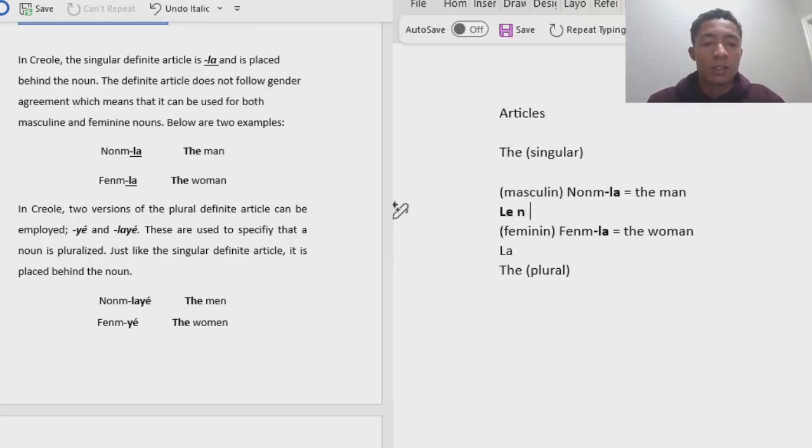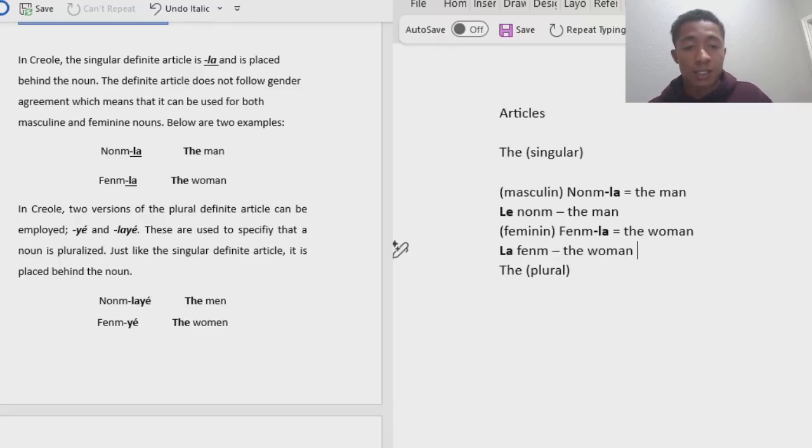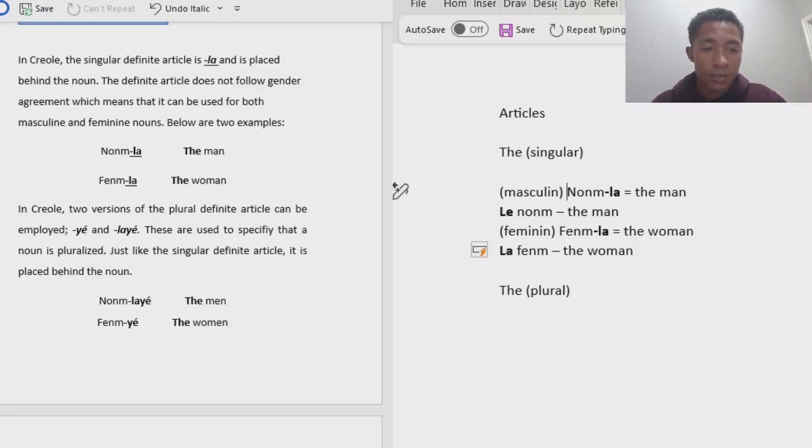le nom, which also means the man, le nom. And for woman, you might hear la femme, which also means the woman. And due to that, in order to use those, you're going to have to remember what gender they correspond to. And so in order to avoid that, you could just use the genderless definite article, which is the la placed behind the noun.